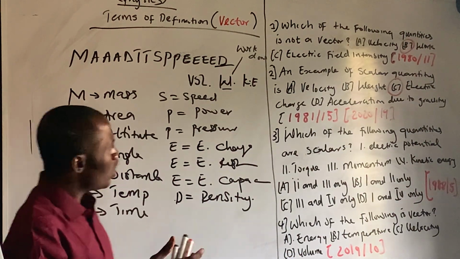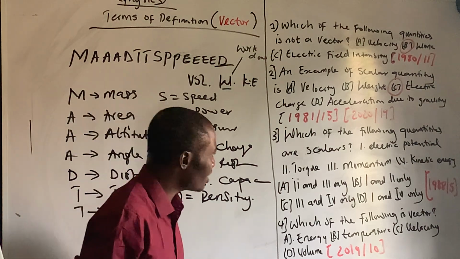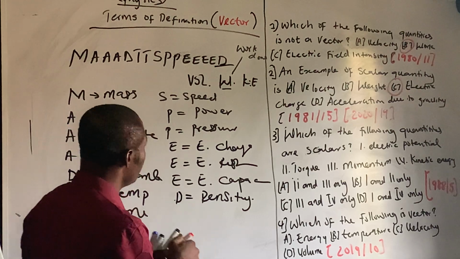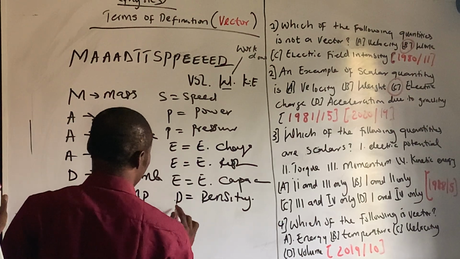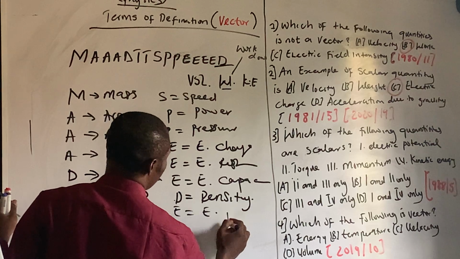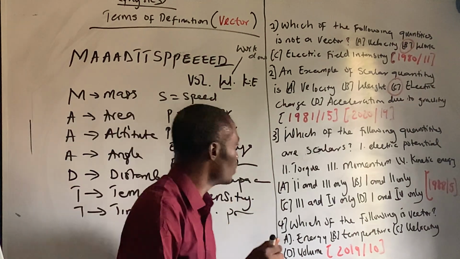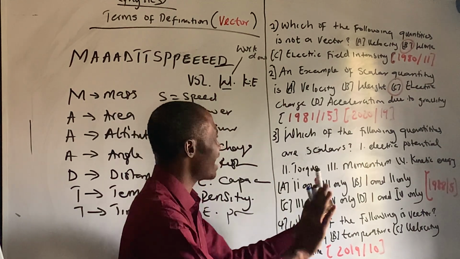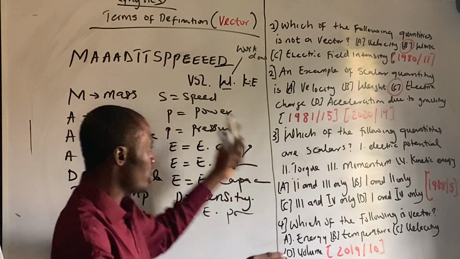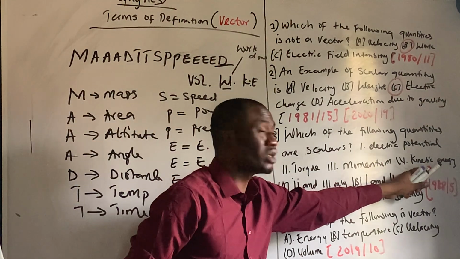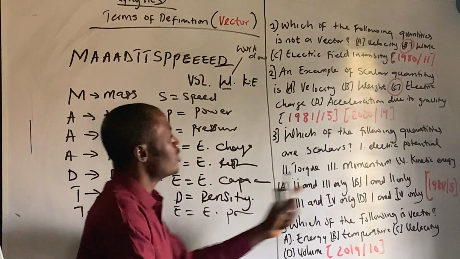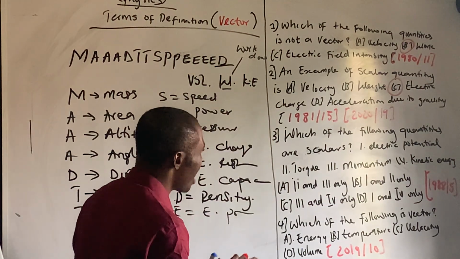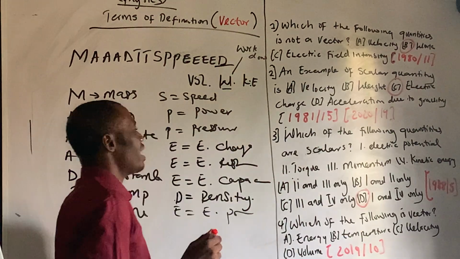Next one, which of the following quantities are scalars? We have electric potential. Of course, you can put it also here. I told you, we have electric potential, electric capacitor, a lot of those. Torque, moment, kinetic energy. Of course, electric potential is a scalar. We know that from here. Kinetic energy is also a scalar. We also know that from here. So this and this, I and IV. Do we have any answer like that? Okay, option D, I and IV.